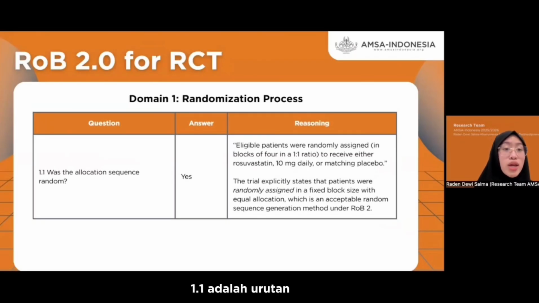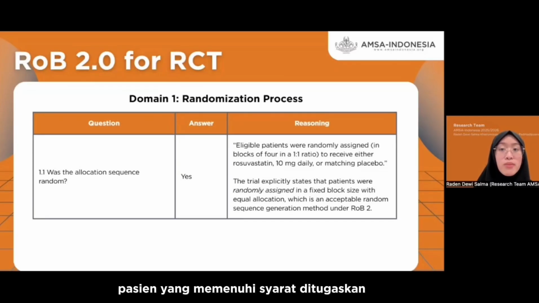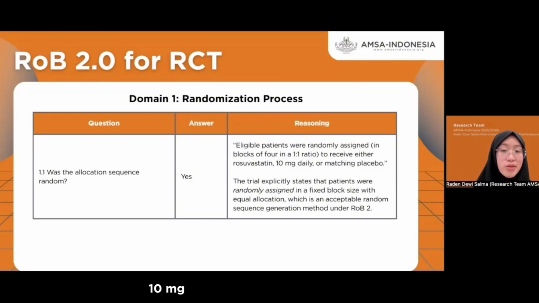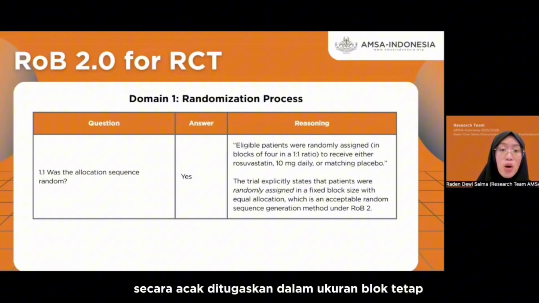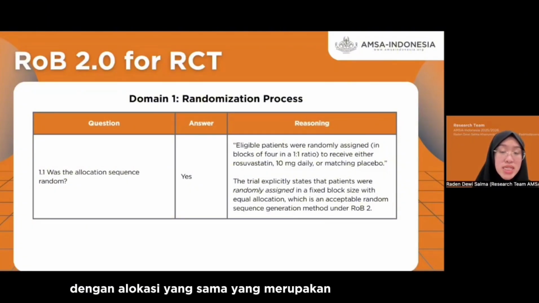1.1, was the allocation sequence random? The answer is yes. We can find the sentence in the article that states eligible patients were randomly assigned in blocks of 4 in a 1:1 ratio to receive either rosuvastatin 10 mg daily or matching placebo. The trial explicitly states that patients were randomly assigned in a fixed block size with equal allocation, which is an acceptable random sequence generation method under ROB2.